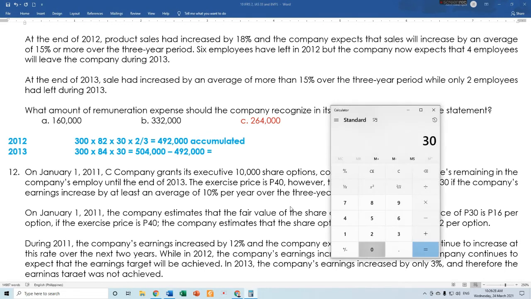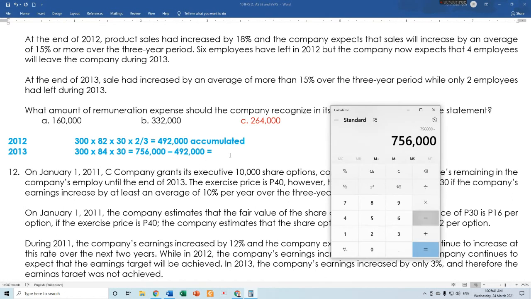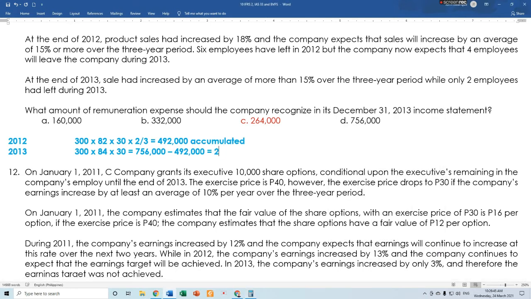Okay, so 300 times 84 times 30, that's 756, minus yung 492, 264. Okay. Yan. So, yun ang sagot natin for 2013, 264.